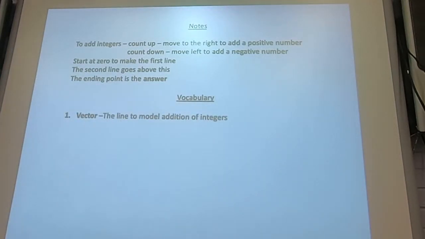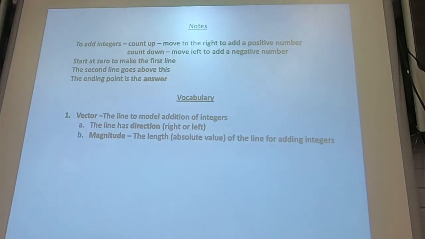Vocabulary today, a vector. We're going to do a straight line instead of loops. That straight line is called a vector. It has two things. Direction, it goes right or left. And magnitude is how long it is. The length of the line is called the magnitude. It's the absolute value of that number.